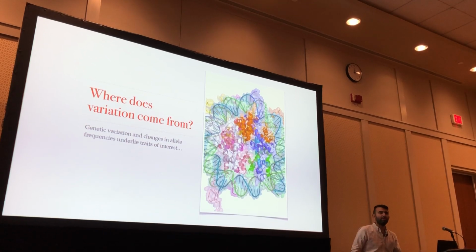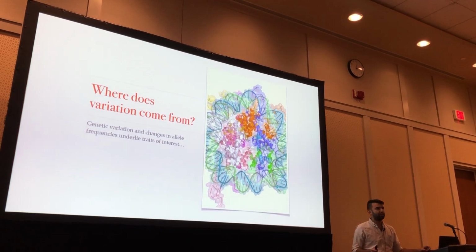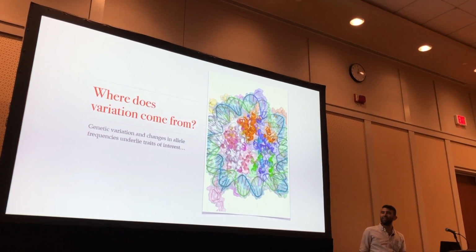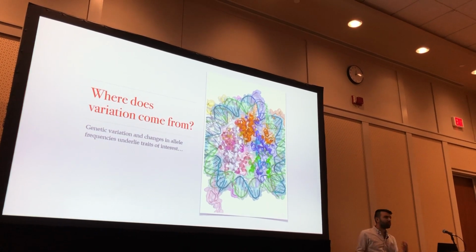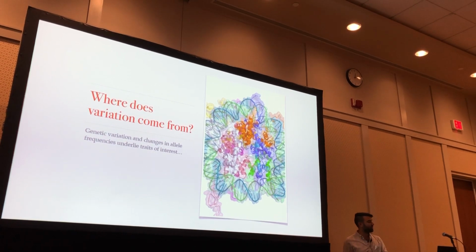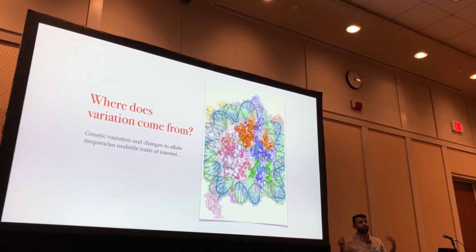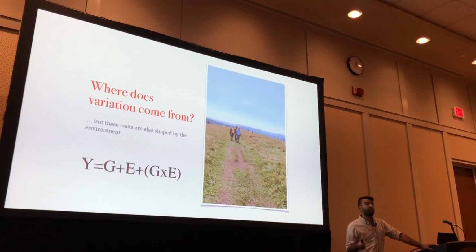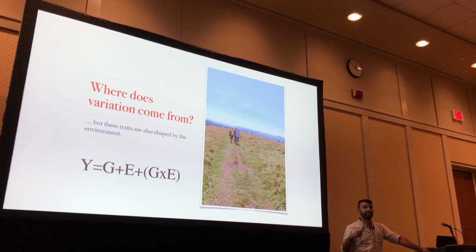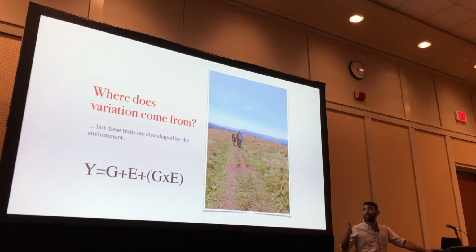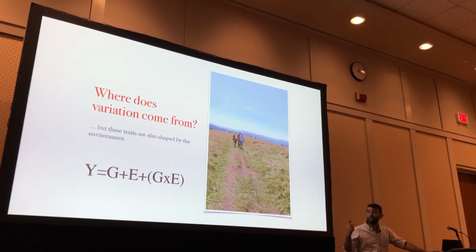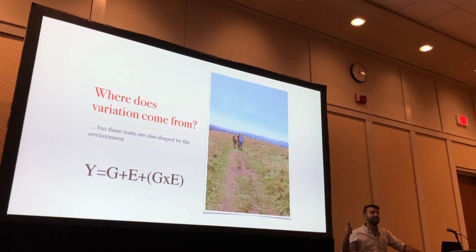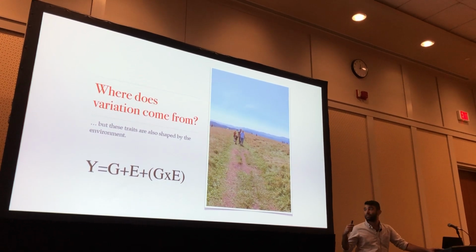Okay, so of course all great talks start with a big unanswerable question, so this one's mine. Where does variation come from? I think we're all interested in that. So of course we know that genetic variation and changes in allele frequencies create trait variation that we're interested in. But variation also comes from the environment, and that's expressed in our classic equation where variation in trait, which is y here, is equal to genetic variation and environmental variation and the interaction between the two of those. And it's really that G and that G by E that I'm interested in studying.